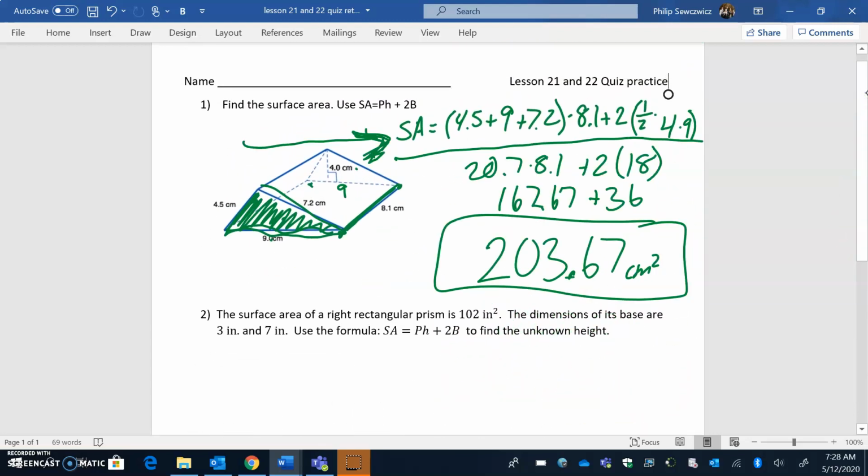All right, we'll work around it there. Okay, so it tells me the surface area of a rectangular prism is 102 inches squared. The dimensions of the base are 3 inches and 7 inches. Use the formula here. Okay, so again, I'm going to use the formula here.